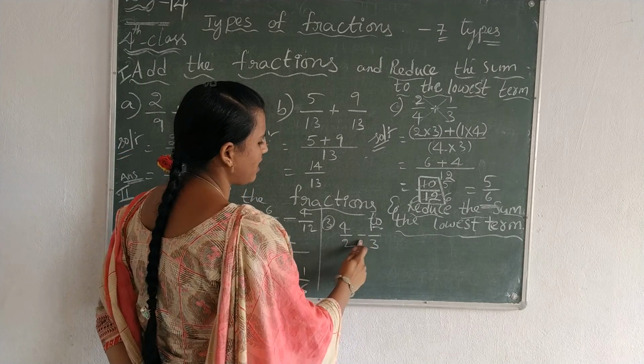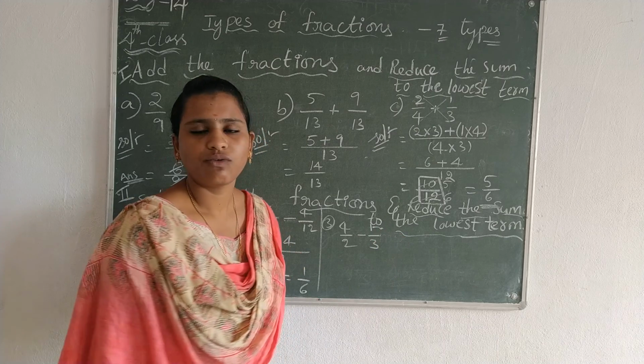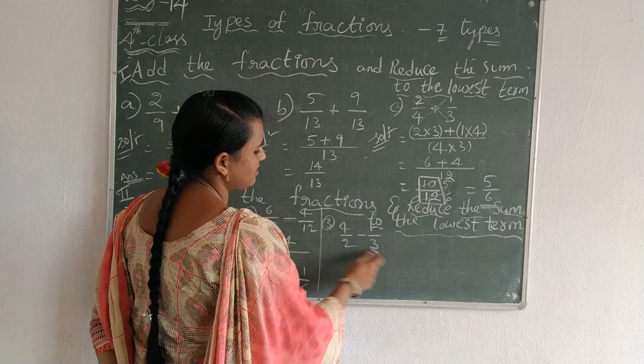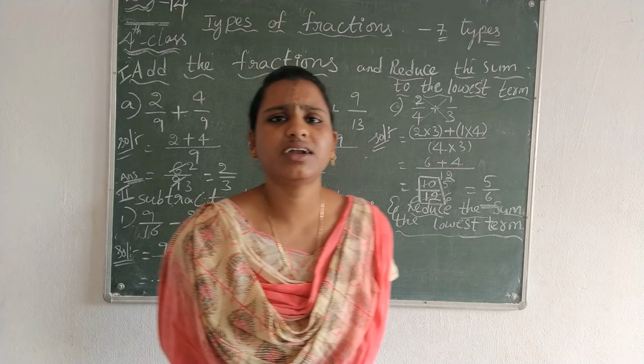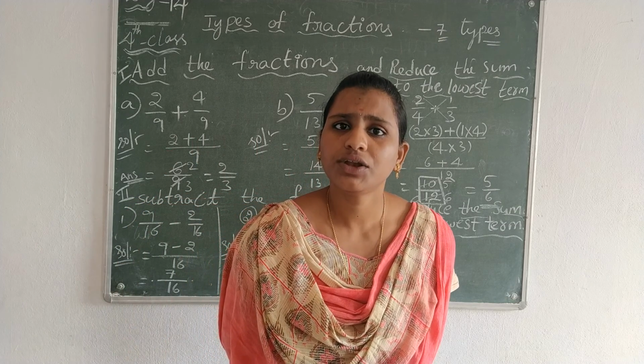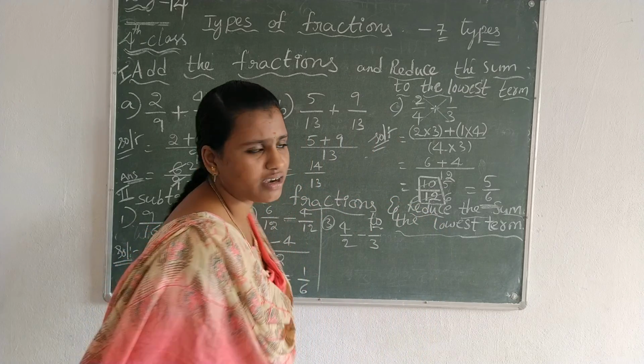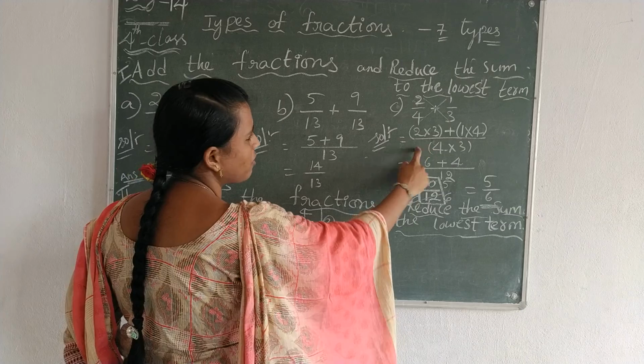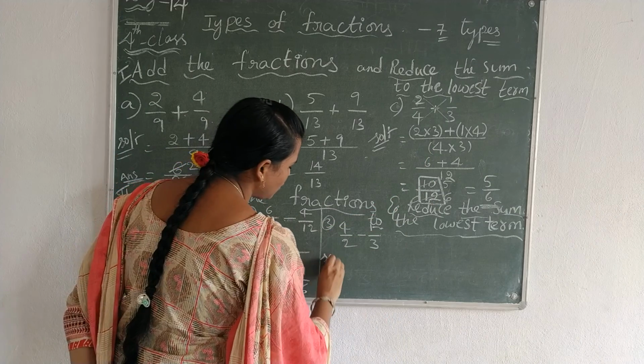4 by 2 minus 1 by 3. Let's see, here are different denominators and different numerators. So how to solve it? Like this type of sum. Let's take the solution.